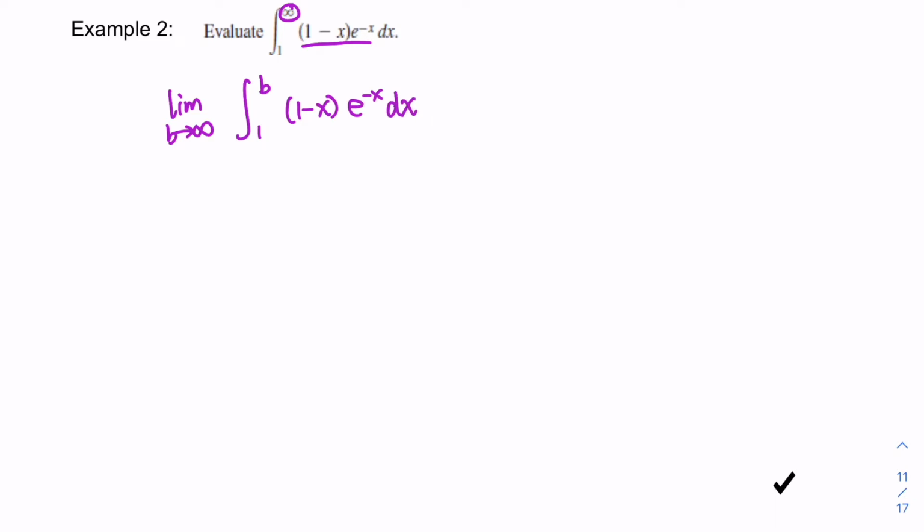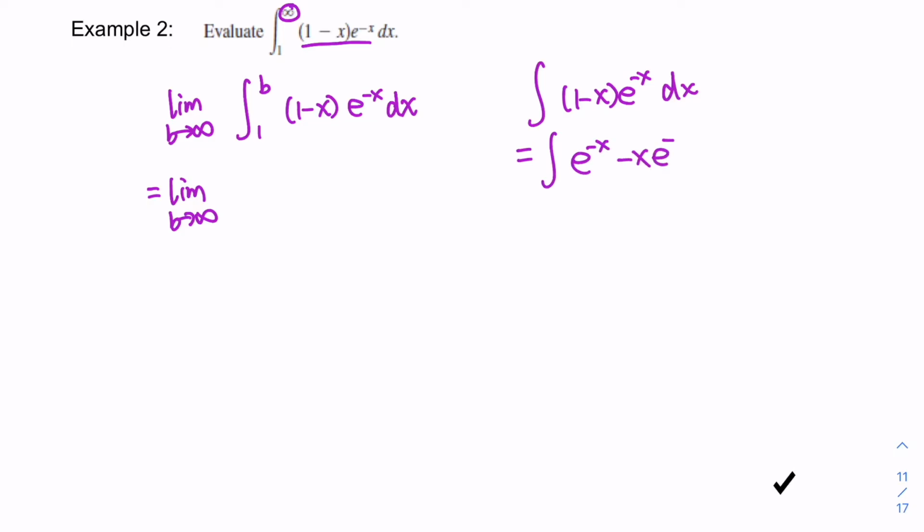So for this one you can use integration by the tabular method. So this will be the limit as b goes to infinity. I'm going to solve the integral of (1 minus x) e to the negative x dx here. You can distribute this into e to the negative x minus x e to the negative x dx. This gives us negative e to the negative x minus the integral of x e to the negative x dx.